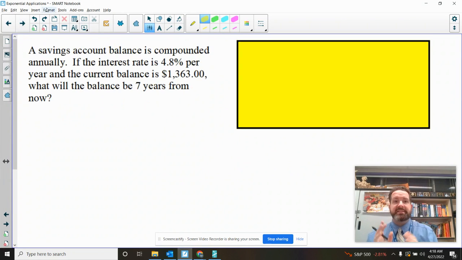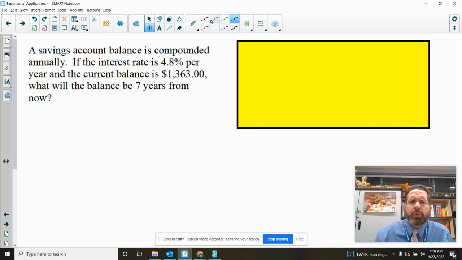How about just a little more practice? Given a situation, we're going to work together to write an equation and then use it to answer the question that's asked. So take a moment and read this through. Let's now take a look at the important information. So first, you do need to understand what the words mean. So a savings account balance is compounded annually.